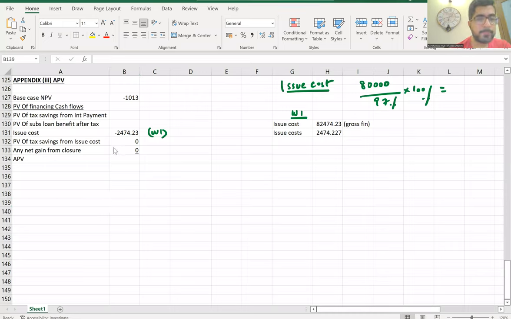Okay, now since there is no net gain from closure, no tax benefit, issue cost, gross it up, and then we took 3%. Now last two things are left, present value of tax savings from interest payments and present value of subsidized loan benefit after tax. Okay, so firstly, present value of tax savings from interest payments. I'm showing this in working two.